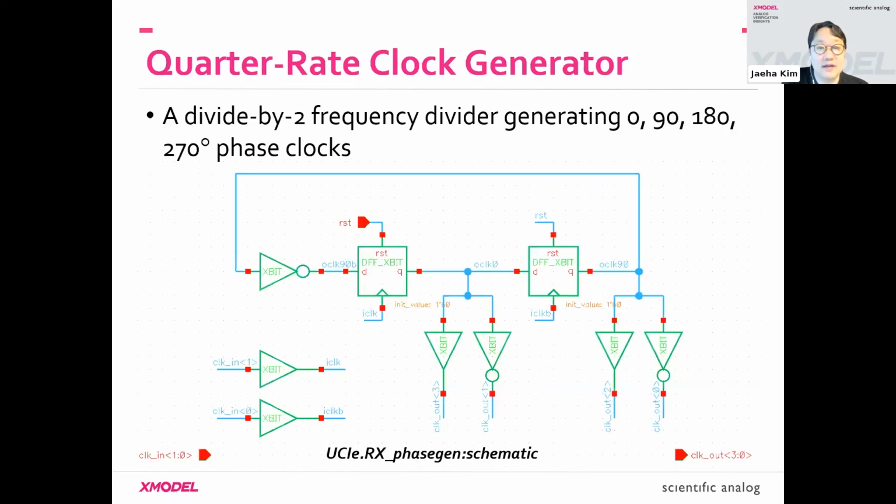The quarter-rate clock generator is nothing but a clock divider, just that you tap the middle points and also generate the true and complementary versions of those middle points, so that you get a 4-phase clock, where each of the clocks has 1/2 the frequency of the input clock.